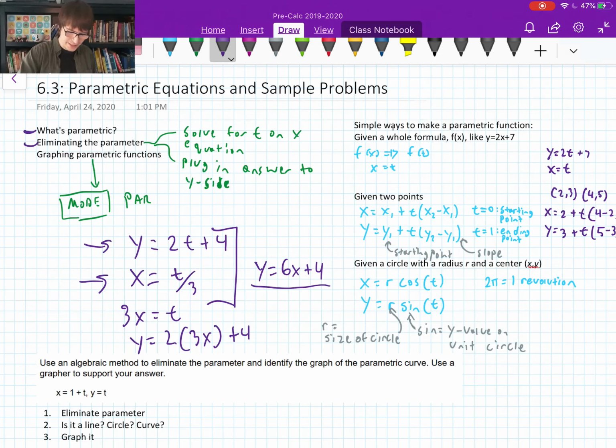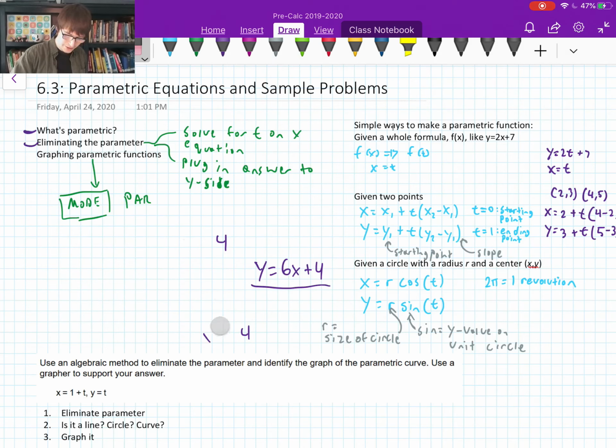Now let's get into the nitty-gritty of how we do this. How do we make these graphs? How do we work with them? And so forth. We're going to work with a new part of our calculator that we haven't really talked about so much. We've talked about it a little bit before, but graphing with parametric equations requires a whole new function on our calculator.